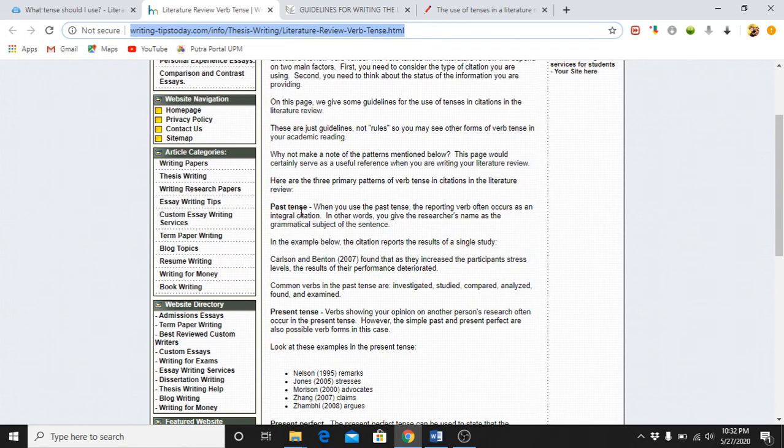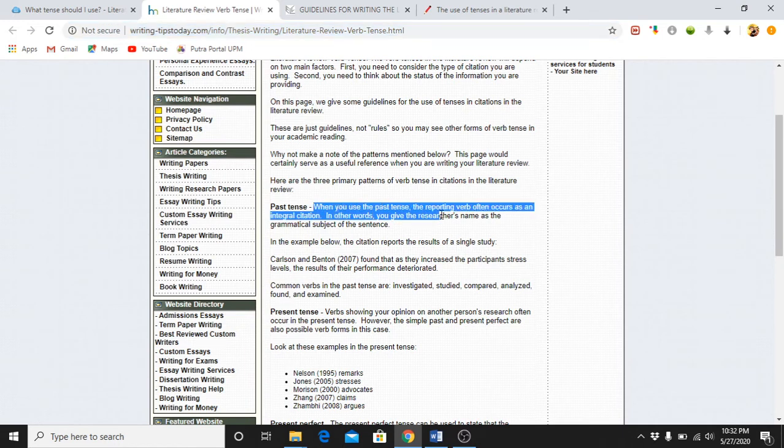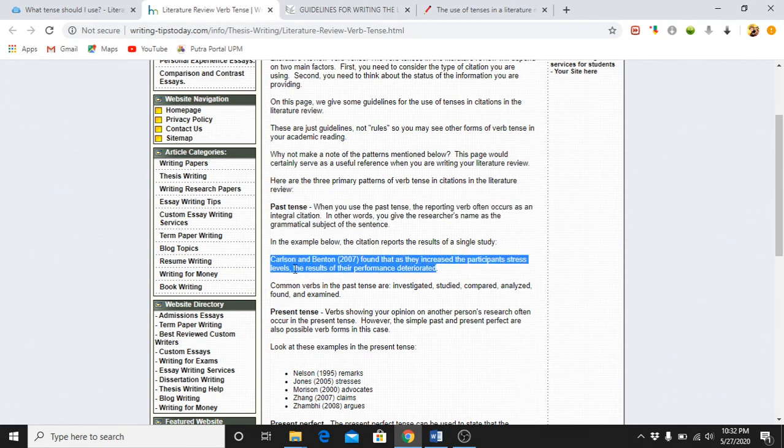Past tense. When to use the past tense? The reporting verb often occurs as an integral citation. In other words, you give the researcher's name as the grammatical subject of the sentence. For example, Carlson and Benton found, past tense, that as they increased the participants' stress level, the result of their performance deteriorated. So this is an example of how to use the past tense.